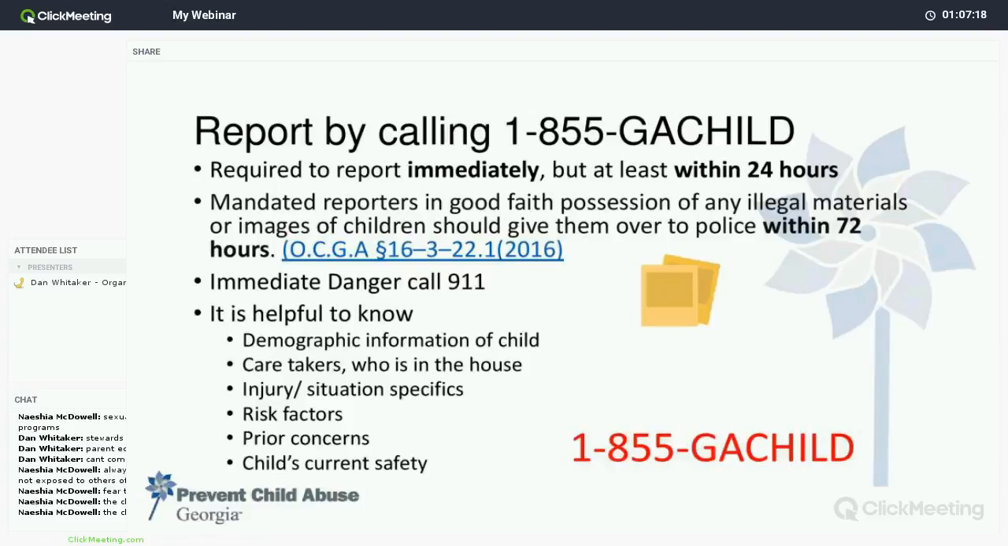So the way to make a report, and I think this is one of the better ways, is by calling 1-855-GA-CHILD. And this is required immediately, but at least within 24 hours. It is also helpful to know demographic information, caretakers, who's in the house, specific situations, risk factors, prior concerns, and child safety. So that's calling 1-855-GA-CHILD. It's 24/7, 7 days a week.